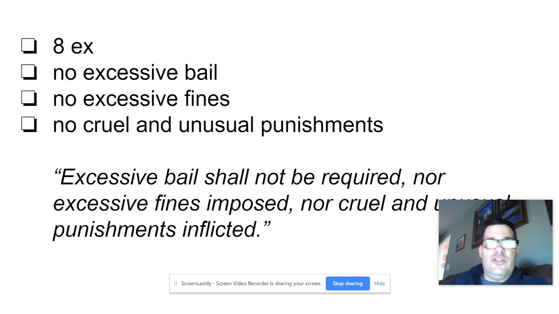We say 8x because no excessive bail. X excessive. 8x excessive. All right. No excessive bail. No excessive fines. No cruel and unusual punishment. You can see the actual amendment itself is very short. Okay, pause if you need to write.